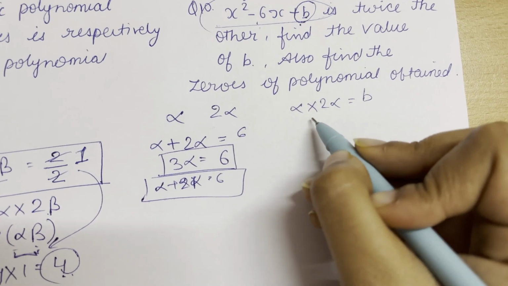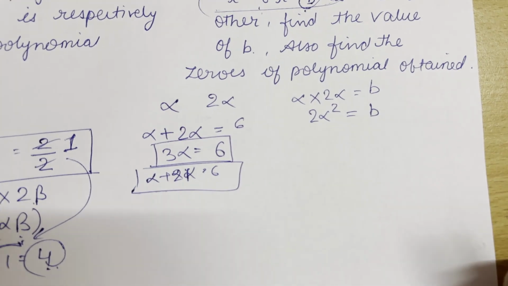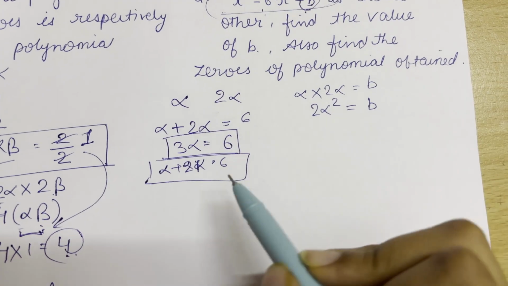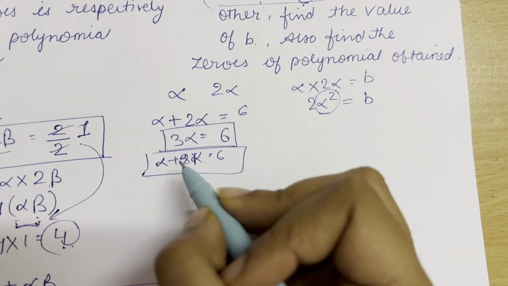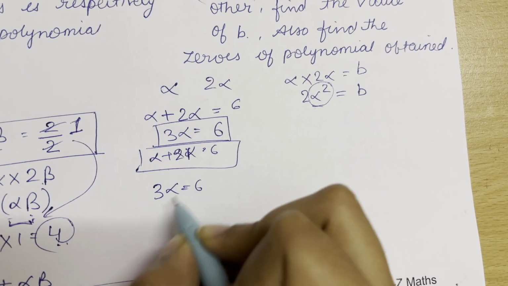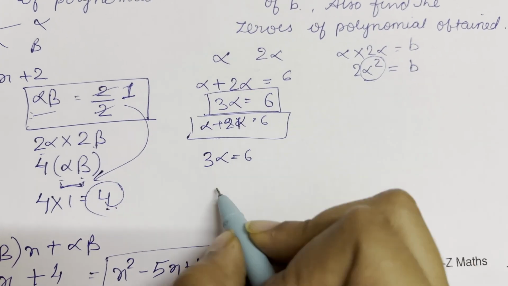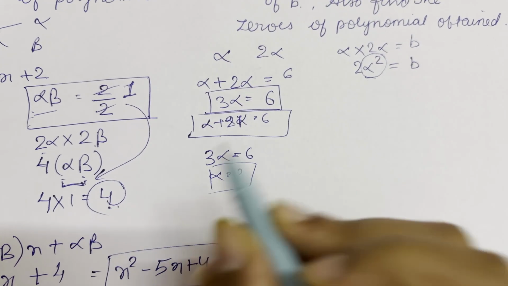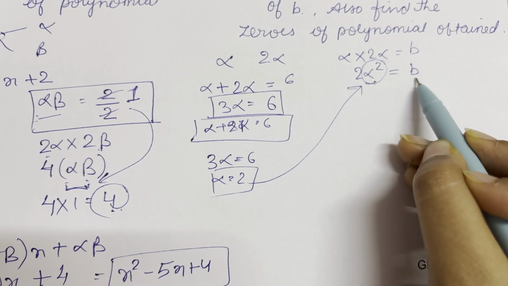Okay, so it becomes 2 alpha square, which is equal to b. And we can easily find the value of alpha from this equation. I have written 3 alpha equals 6. If I take this 3 into division, I get alpha equals 2, and if I substitute this alpha here in this equation, I can easily get the value of b.